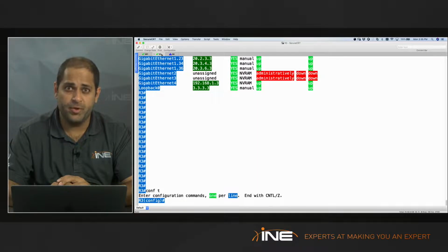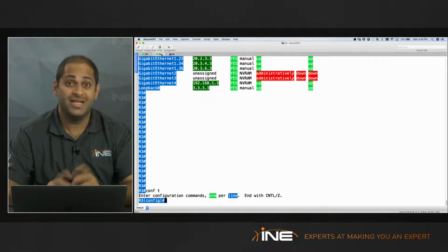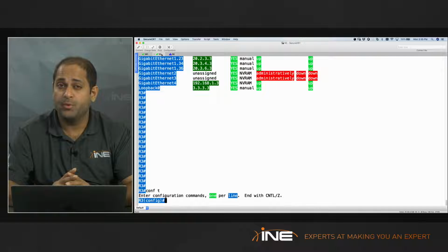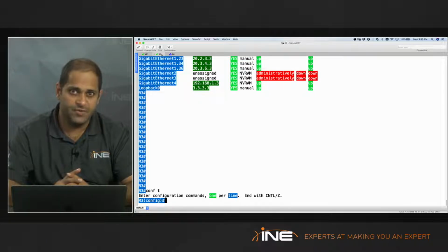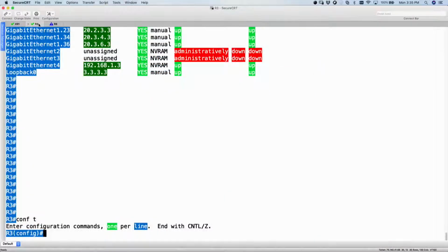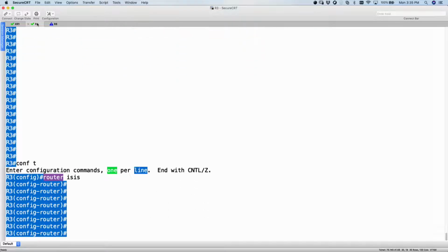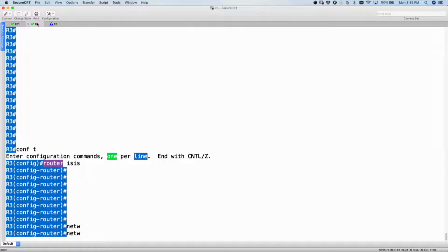Since we want them to be running just a single database, which is just level 1 or level 2, I would convert them to be just level 1 or level 2. That's going to be done by going to router ISIS and then defining a net statement, which is your network entity title. So here I have my area portion, which is going to be 49001. So this is my area portion.